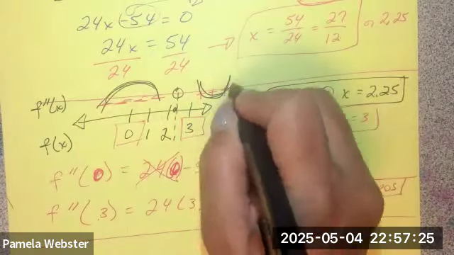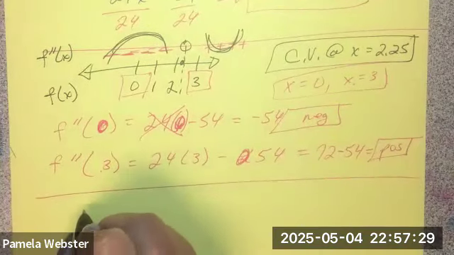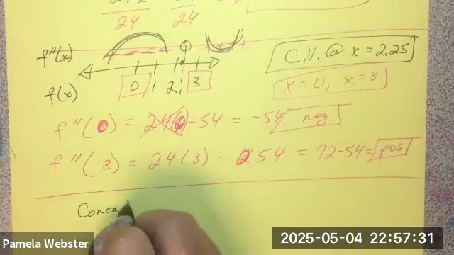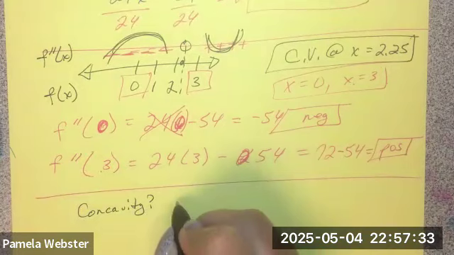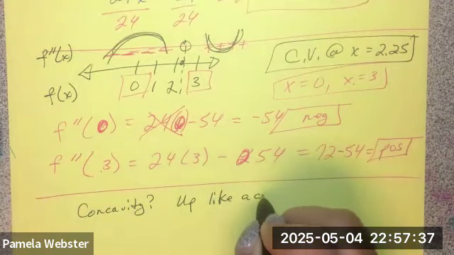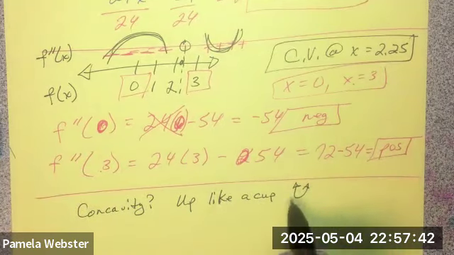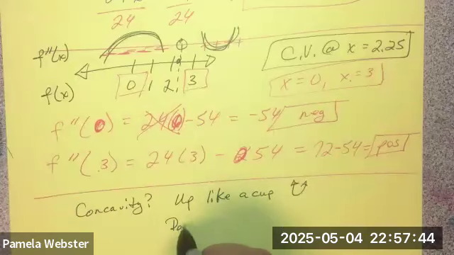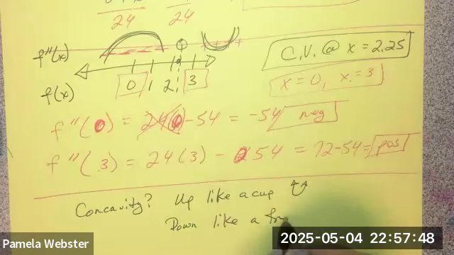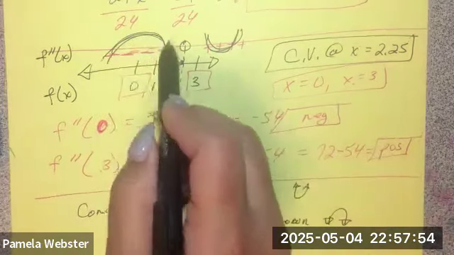And this is concave up. And I heard something really nice the other day. So for concavity, if it's up like a cup, it looks like that, right? Meaning it would hold something. If it's down like a frown, okay, it looks like that. So that's down like a frown.